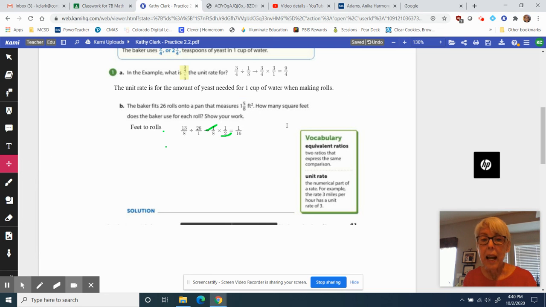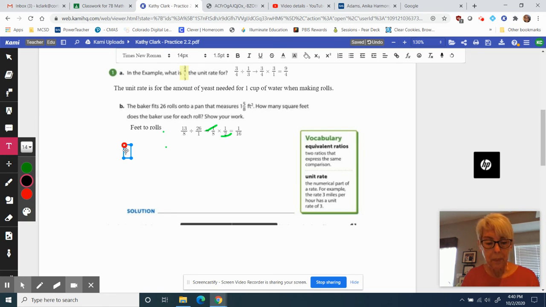And the question is, how many square feet does the baker use for each roll? Grab a text box and start typing. The baker uses 1 over 16 or 1/16 feet squared. I'm going to use square feet per roll. And I can click on that and move it. There's my solution right there.